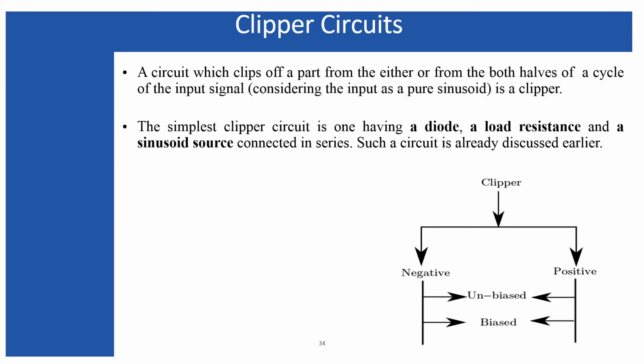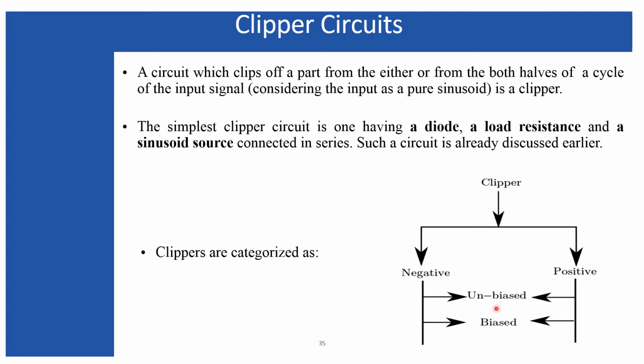And here is the circuit I discussed in my earlier slides and the earlier lecture. That is basically a clipper circuit, because it was clipping off one of the half cycles all the time. That is also an example of a clipper circuit, and this represents the categories of clipper circuit. The first category is a negative clipper, and the second one is a positive clipper. A negative clipper clips off the negative half cycle of the input signal, and a positive clipper clips off the positive half cycle of the input signal.